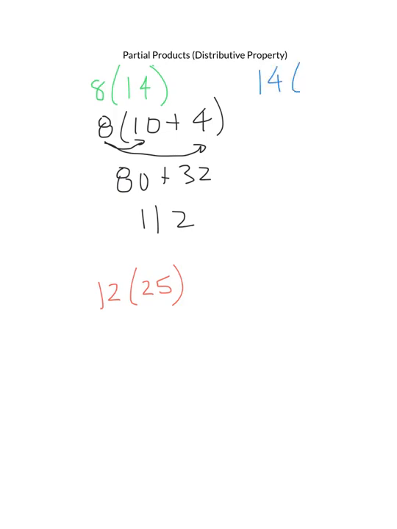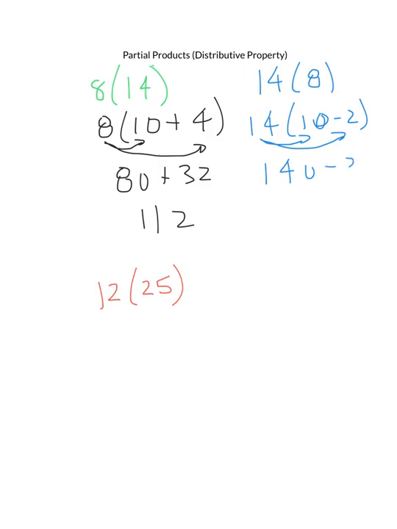Another way you can look at that is you could actually change the order and say, okay, I'm going to look at it as 14 groups of 8. So I'm going to keep my 14, but instead of 8, I'm going to look at it as 10 minus 2. Again, it's whatever works for you. We're all different.